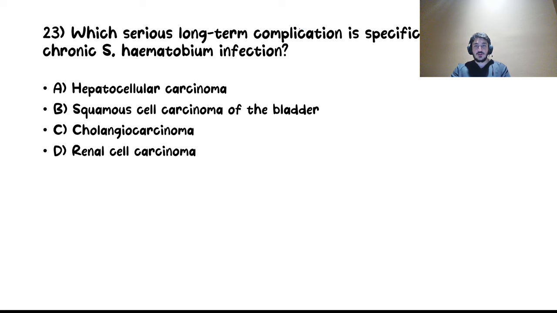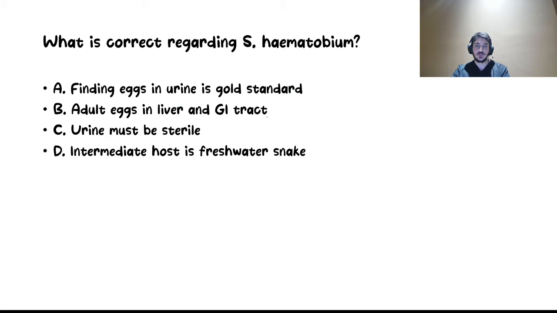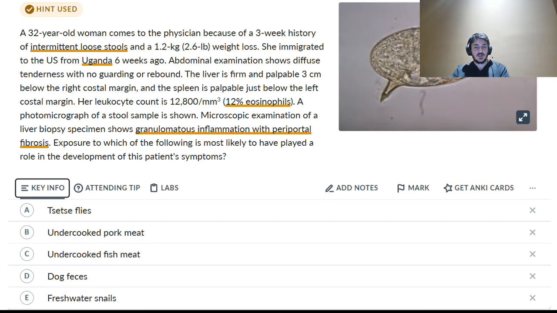Which serious long-term complication is specifically linked to chronic Schistosoma haematobium? Very important to know. And the answer would be squamous cell carcinoma of the bladder. What is correct regarding Schistosoma haematobium? Okay. Finding the eggs in the urine is golden standard. That is correct. Okay. So this is the AMBOSS question.